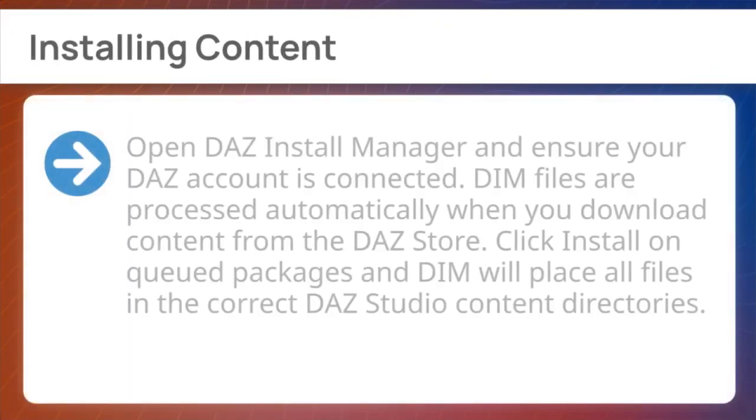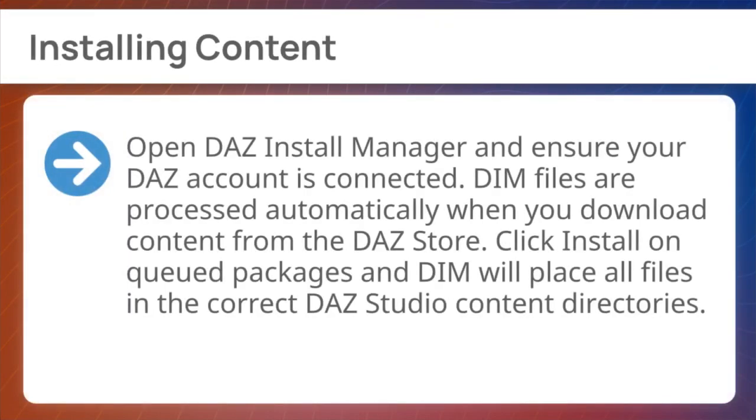First, installing content. Open DAZ Install Manager and ensure your DAZ account is connected. DIM files are processed automatically when you download content from the DAZ store. Click Install on queued packages, and DIM will place all files in the correct DAZ Studio content directories.